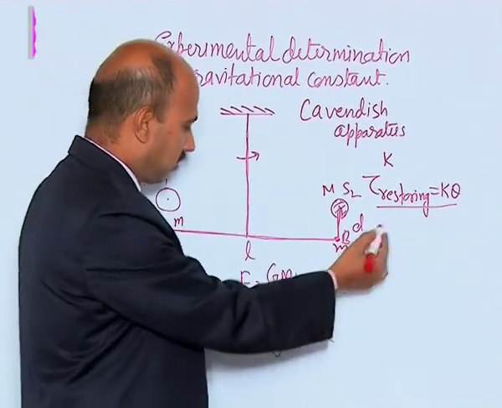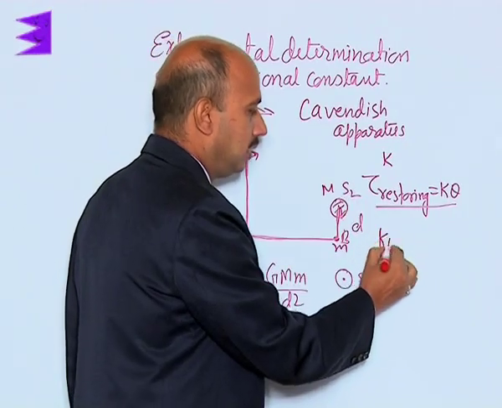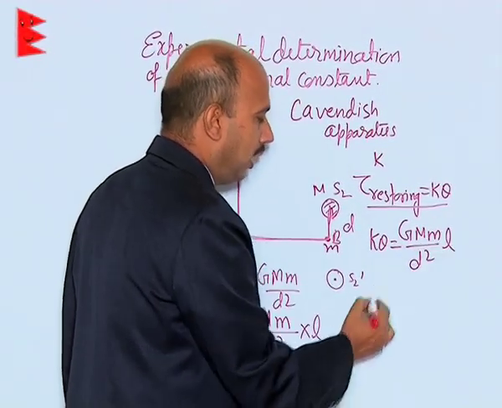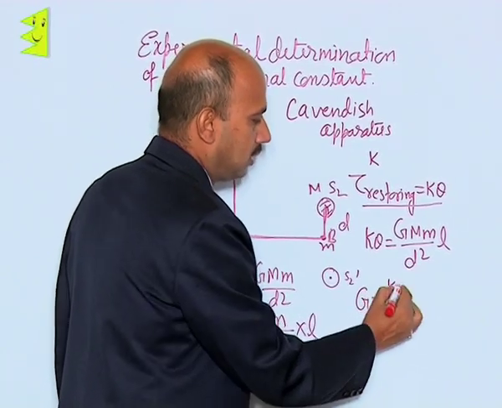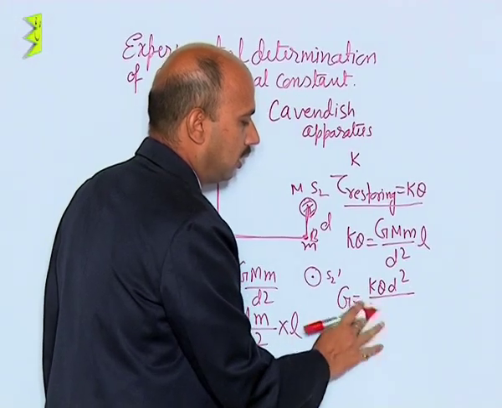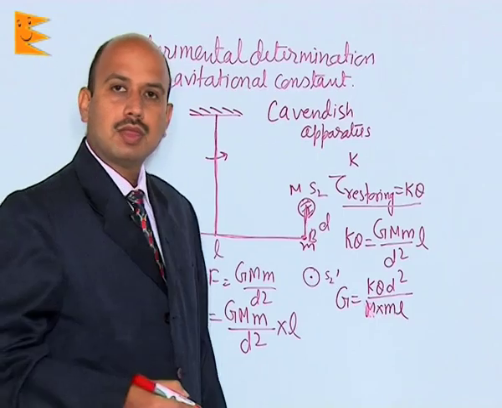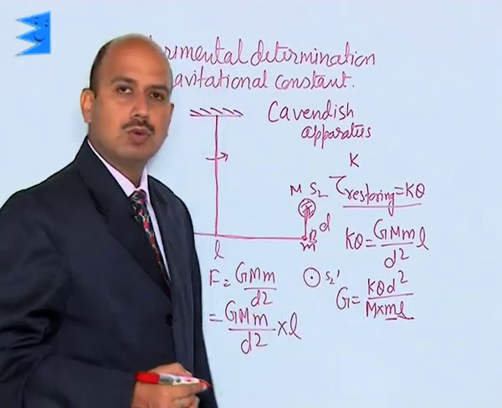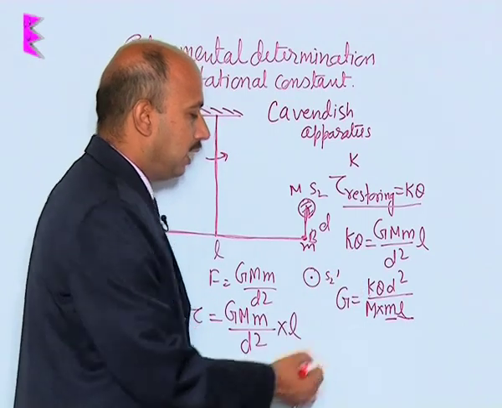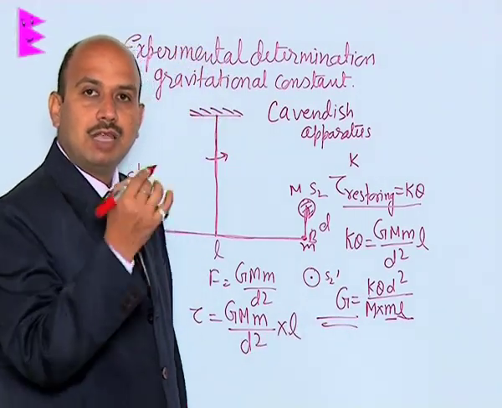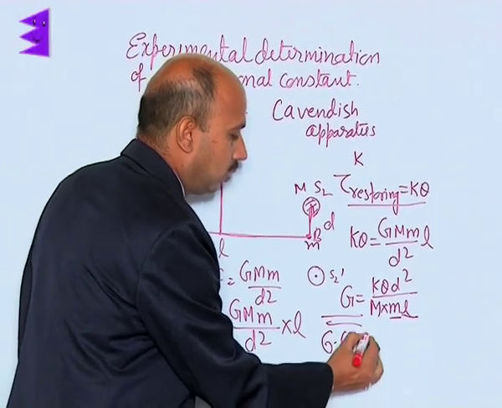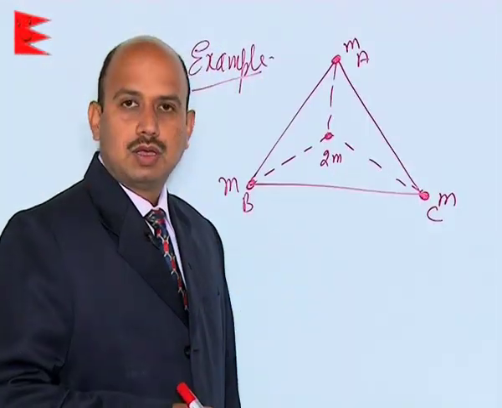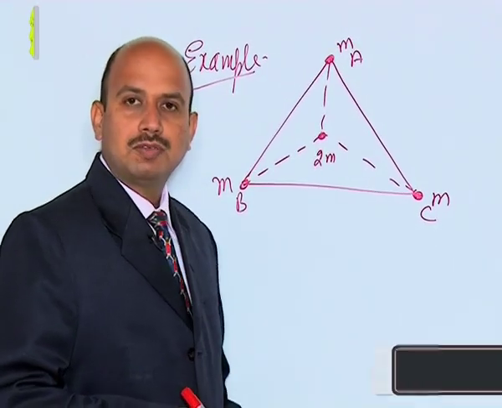So if you take these two torques as equal, then you can write K theta is equal to GMm upon d square into L, and you can calculate G is equal to K theta d square upon M m L. If you know L, small m, and capital M, the masses of the spheres, which are known to us, and we have already taken K, theta and d, then we can calculate the value of G, and this value of G comes to 6.67 into 10 raised to power minus 11 Newton meter square per kg square.